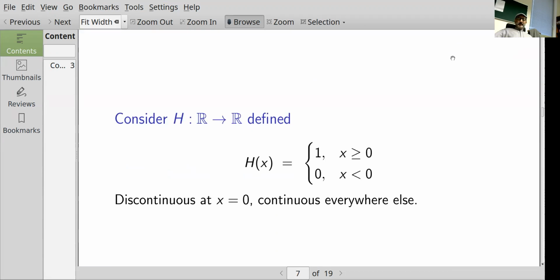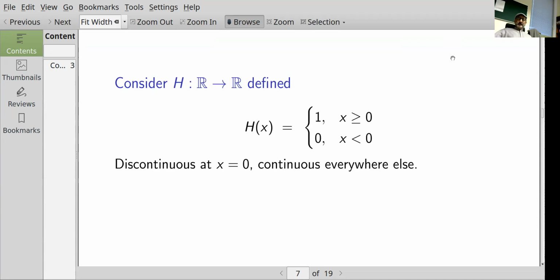Okay, so consider this function, the Heaviside function. It maps reals to reals, and for negative reals it takes the value 0, and for non-negative reals it takes the value 1. So there's a break in the graph at x equal to 0. It's discontinuous at x equal to 0, and it's continuous everywhere else.